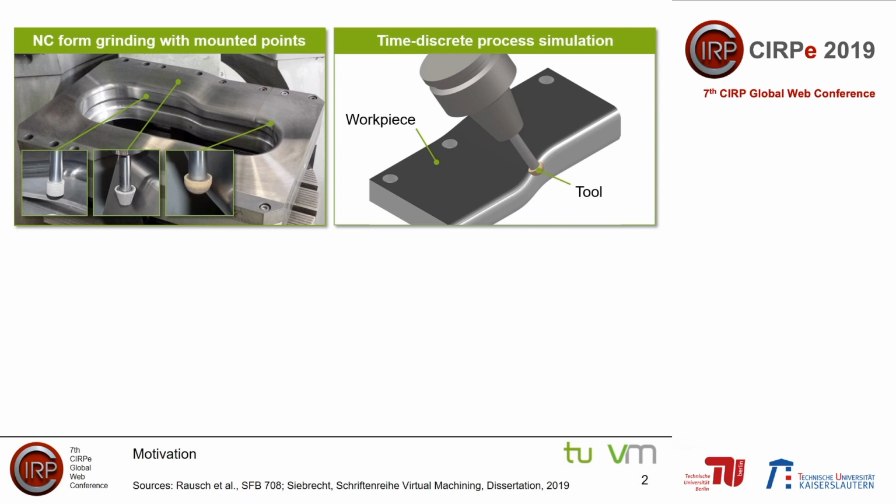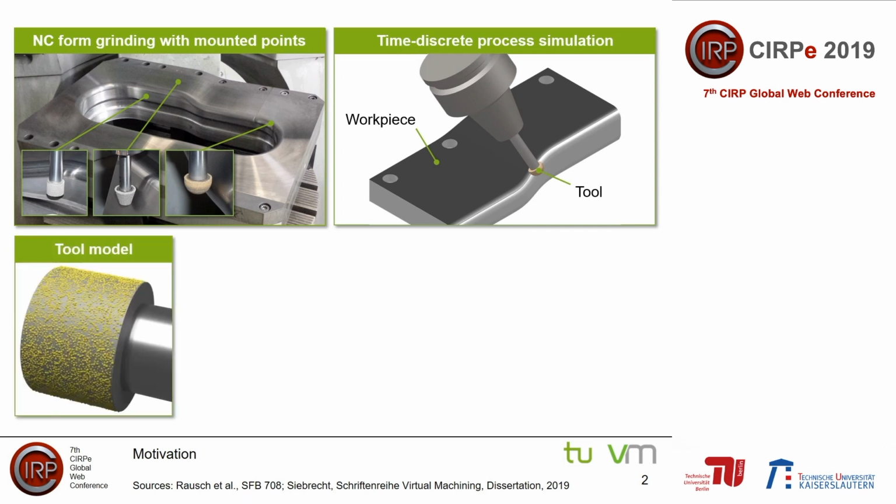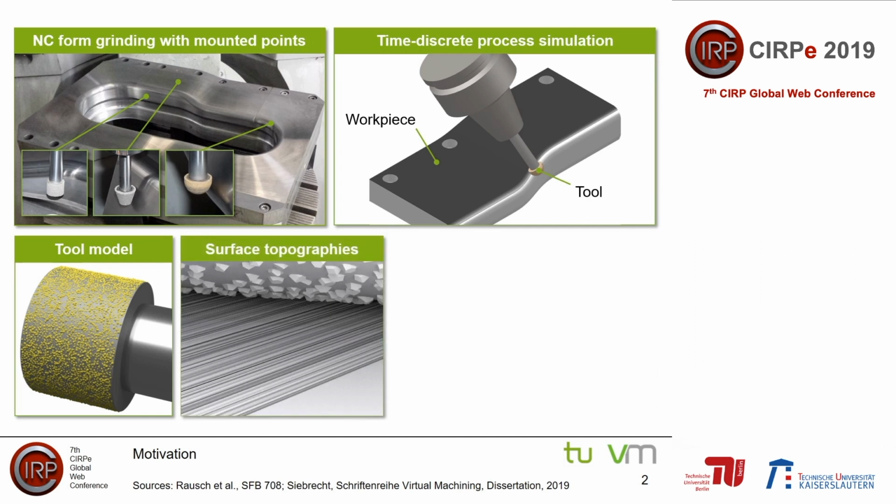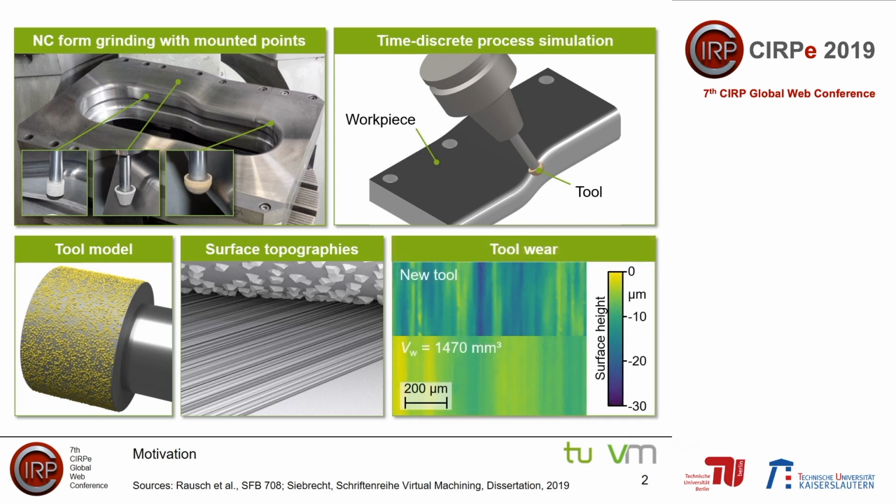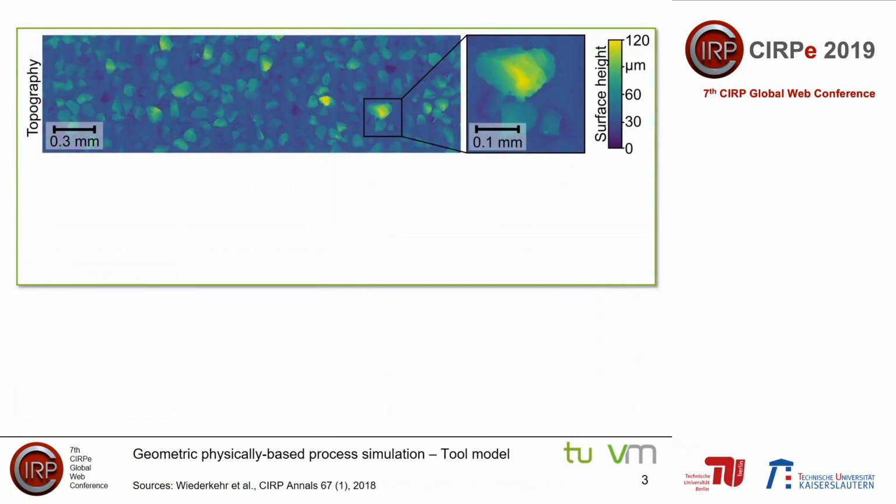By modeling the geometric shape of the individual grains on the grinding tools, the surface topographies can be calculated. These are influenced by process effects like tool wear, which has to be taken into account in the simulation. The wear-dependent model of the grinding tools was created by analyzing measured topographies of grinding tools in different states of tool wear.